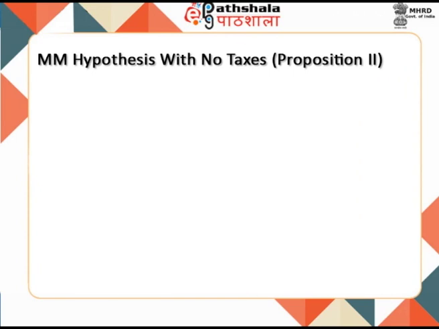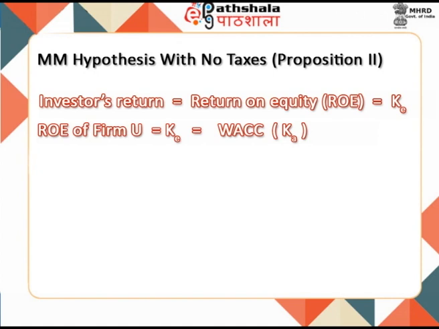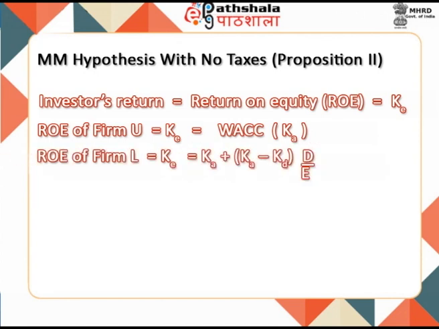Let's discuss it through equations. Let us discuss how this proposition works. We know that the return to the investors can be measured by return on equity, which is given by cost of equity, that is KE. In case of an unlevered firm, the cost of equity will be exactly the same as the weighted average cost of capital. Proposition 1 states that the weighted average cost of capital is the same for levered and unlevered firms.